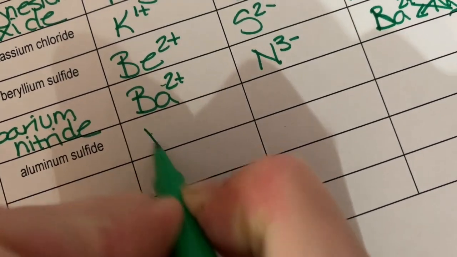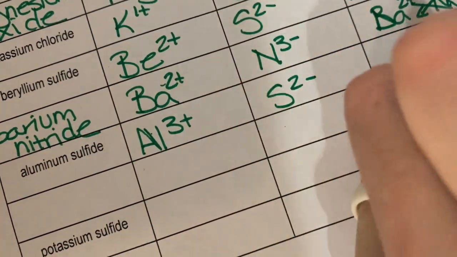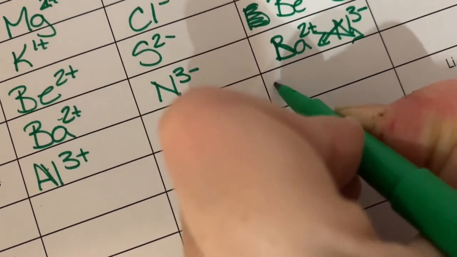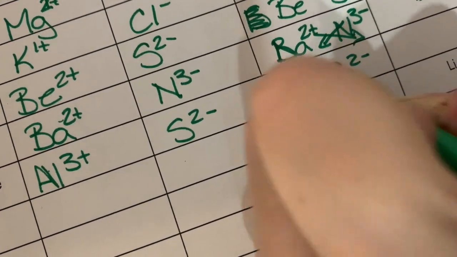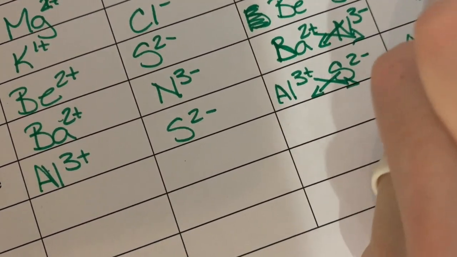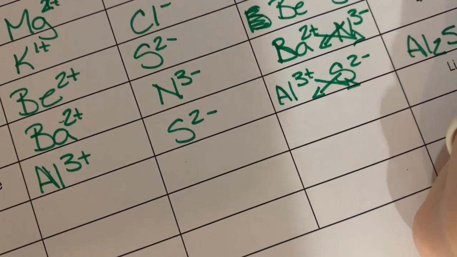Aluminum sulfide, aluminum's Al3+, sulfide's S2-. Al3+, S2-, we're going to cross those down, Al2S3, solid.